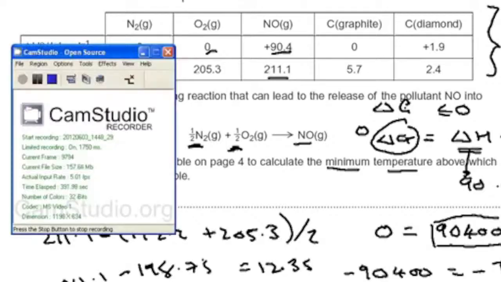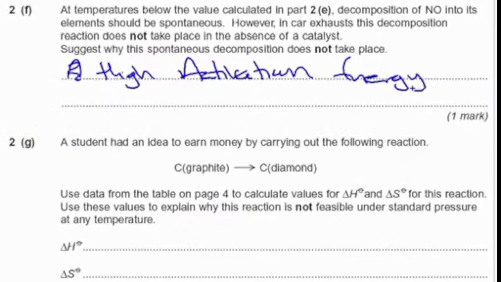Okay. Alright, a student had an idea to earn money by carrying out the following reaction. Graphite to diamond. Use data from the table on page 4 to calculate values for delta H and delta S for this reaction. Use these values to explain why this reaction is not feasible under standard pressure at any temperature.